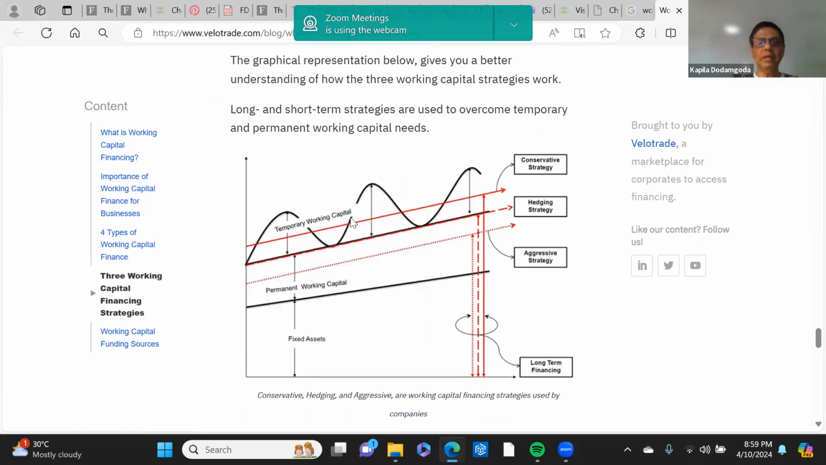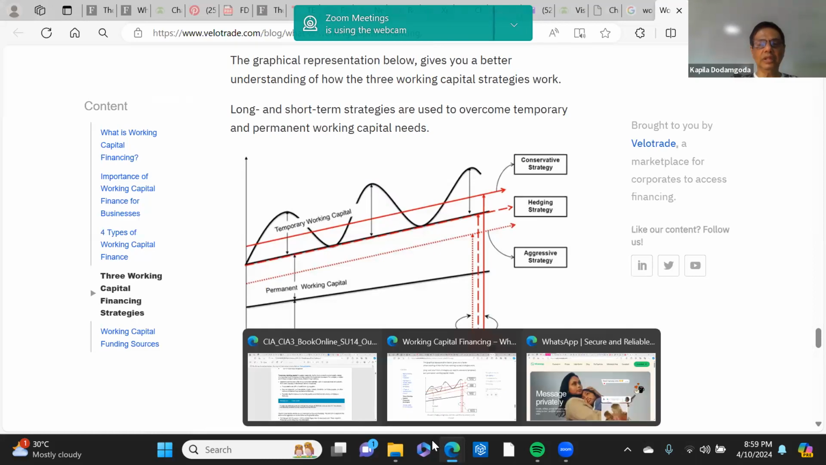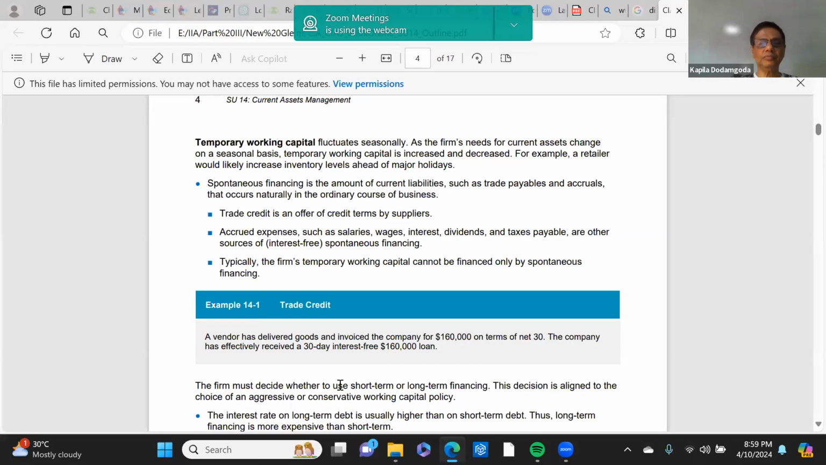So that is why your permanent working capital, part of that will be conservative, part of that will be funded through permanent loans or long-term loans. That is what it says. Permanent working capital, temporary working capital, aggressive or conservative policy, all that has been discussed here.